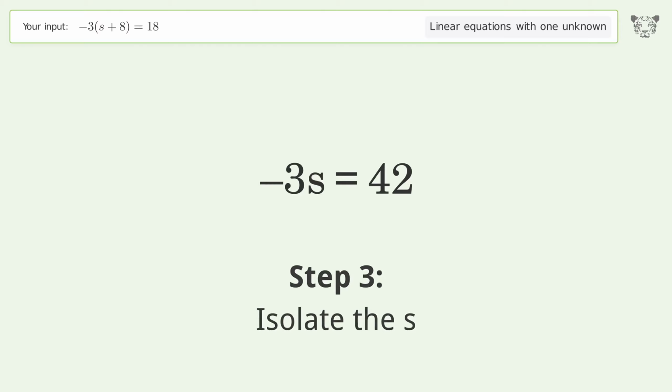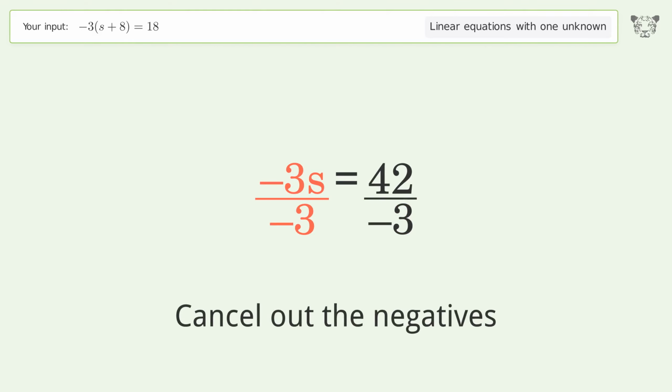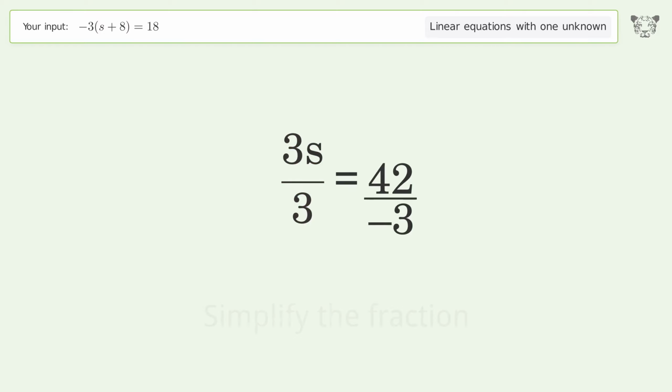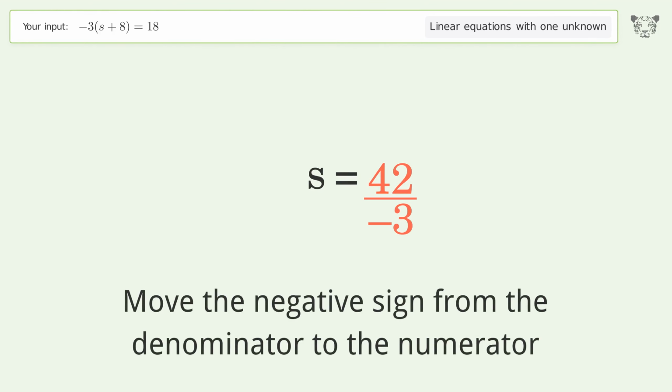Isolate the s. Divide both sides by -3. Cancel out the negatives. Simplify the fraction. Move the negative sign from the denominator to the numerator.